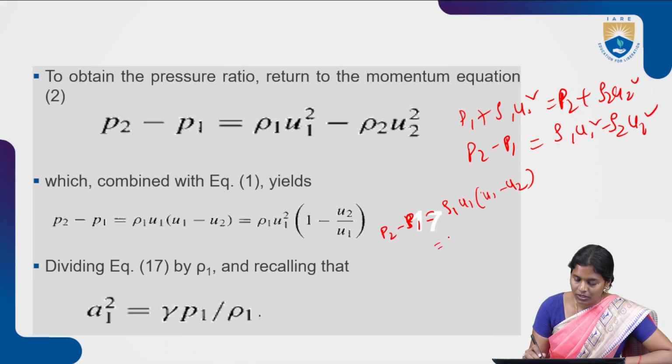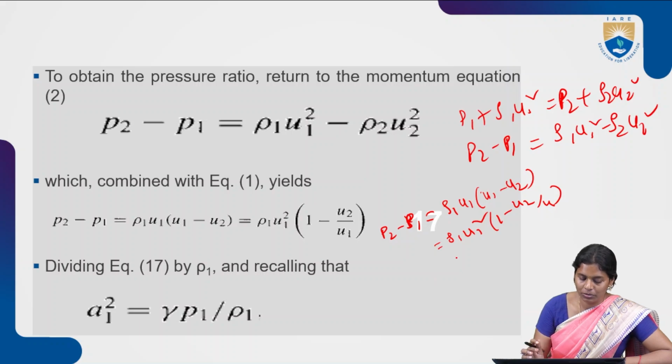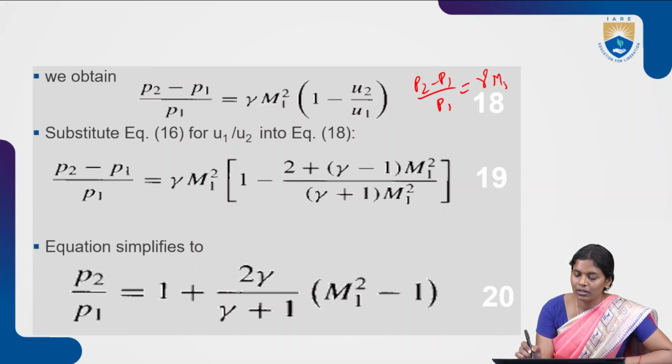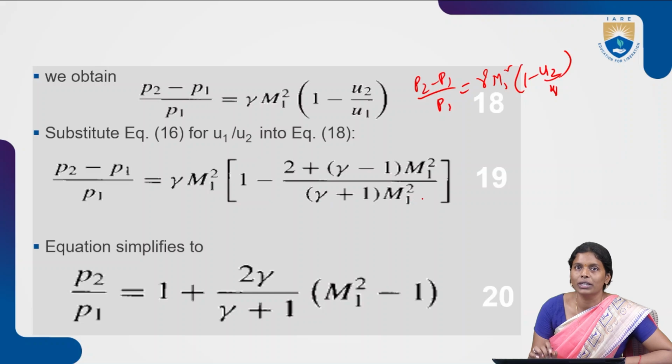So now from here we can write P2 minus P1 equal to rho 1 u1 square into 1 minus u2 by u1. Now what we know, a1 square equal to gamma p by rho, we know it, right? So now further, P2 minus P1 divided by P1 equal to gamma M1 square into 1 minus u2 by u1. This we will be getting. Now further modifying with the u2 by u1 value, P2 minus P1 by P1 equal to gamma M1 square into 1 minus 2 plus gamma minus 1 M1 square by gamma plus 1 into M1 square.